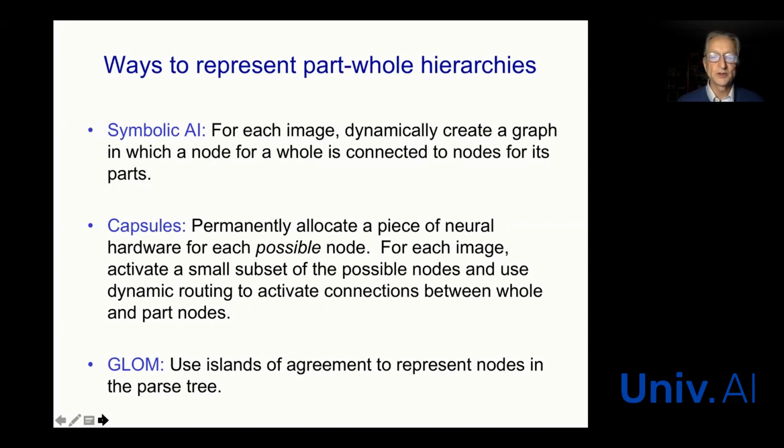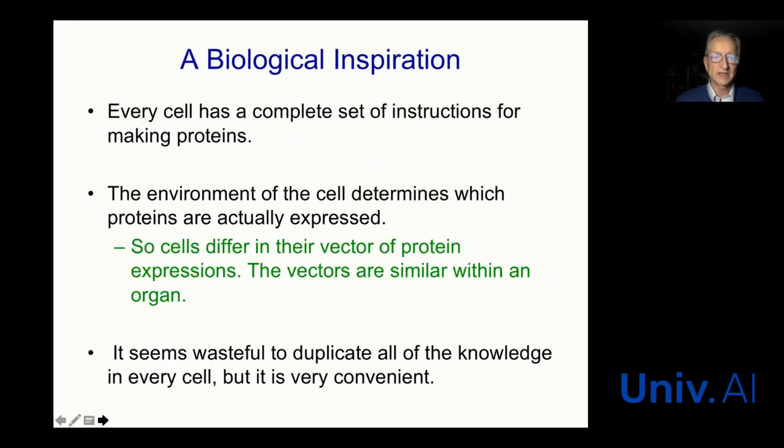My first attempt to do this with neural nets, which cannot dynamically allocate hardware, I called capsules. The idea there was, since we can't dynamically allocate hardware, we'll allocate it in advance. We'll allocate small groups of neurons to all possible nodes in all possible positions, and almost all of those groups will be inactive. Then when an image comes along, we'll activate the subset we need, and we'll hook them up using a routing algorithm. We managed to make that work, but it's not very efficient. In Glom, we're going to have a quite different way of representing part-whole hierarchies, and we're going to represent them by using islands of agreement. I'll give you a picture of that in a minute.